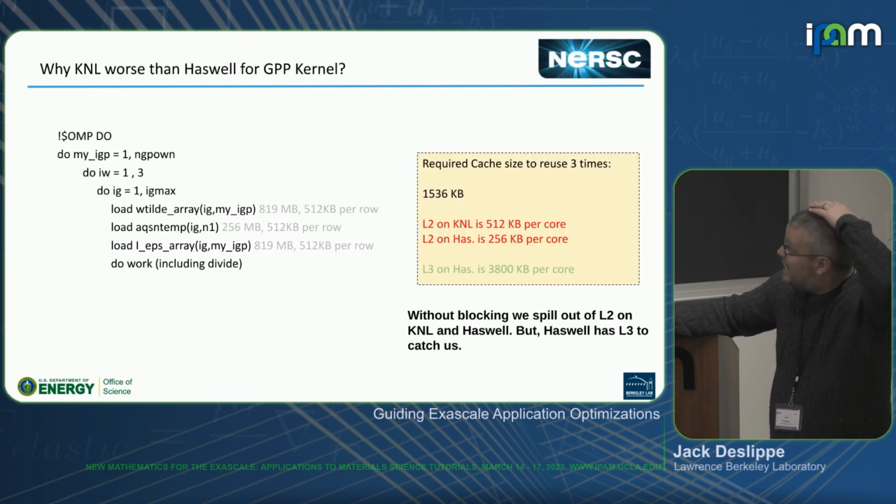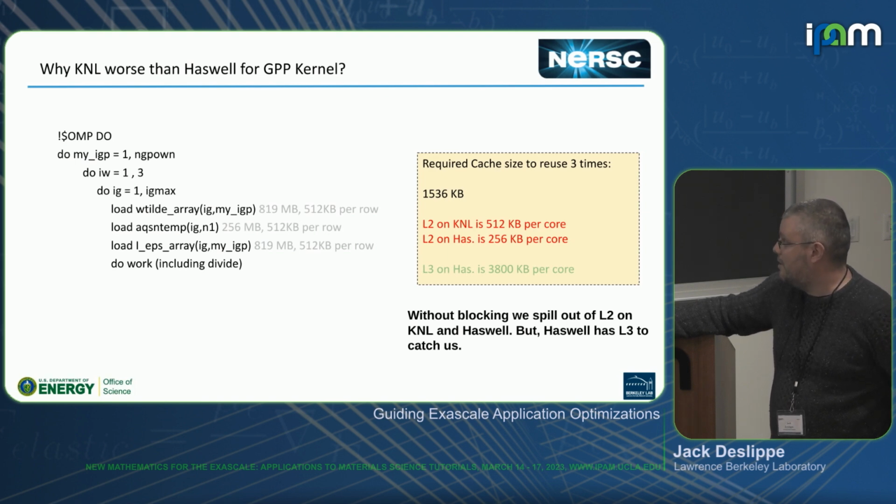So what's actually happened is, if you look at this code, as we put the IW1 to 3 here, if we want to reuse all of these arrays for IW1, for all of the IW values, it turns out that we would need 1,536 kilobytes of memory. The L2 cache on KNL is 512 kilobytes. The L2 cache on Haswell is 256 kilobytes. Unfortunately, both of these are too small to hold these arrays that would be useful to hold in memory for each of these IW values 1 to 3.